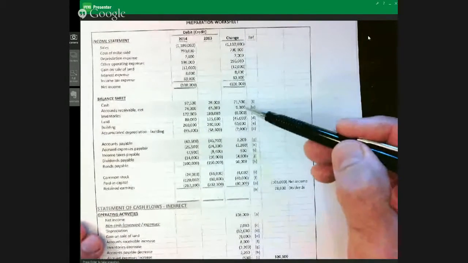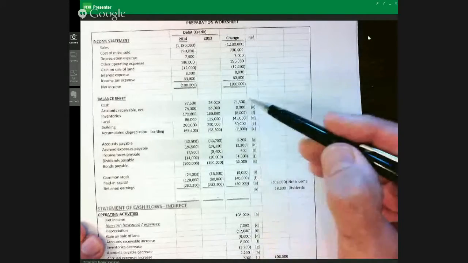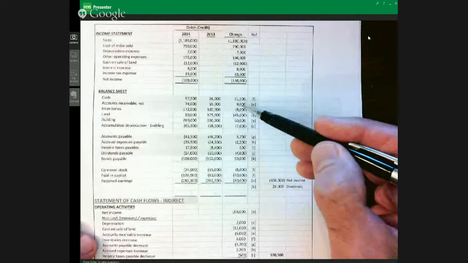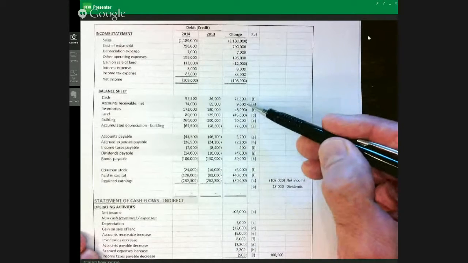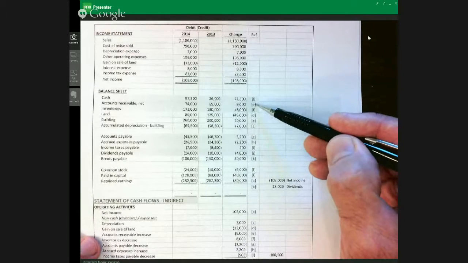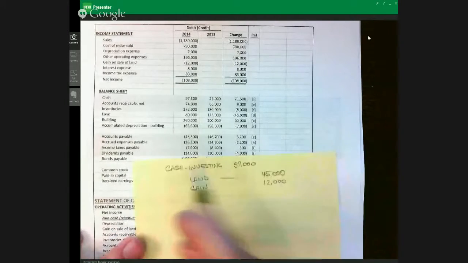Okay, here you see accounts receivable moving from $65,000 to $74,000. So accounts receivable has increased $9,000. An increase in accounts receivable is shown by a debit. The debit to accounts receivable is offset by the credit to the cash flow statement. Why would we do that?